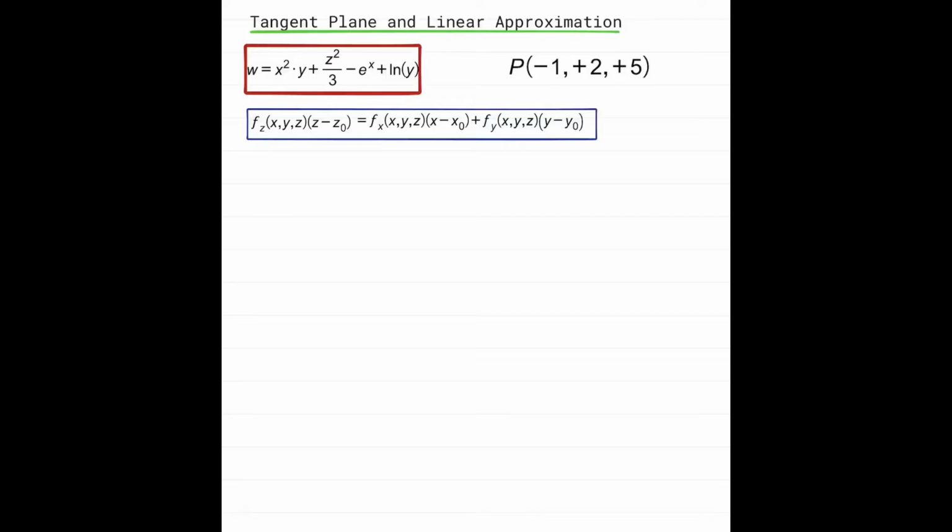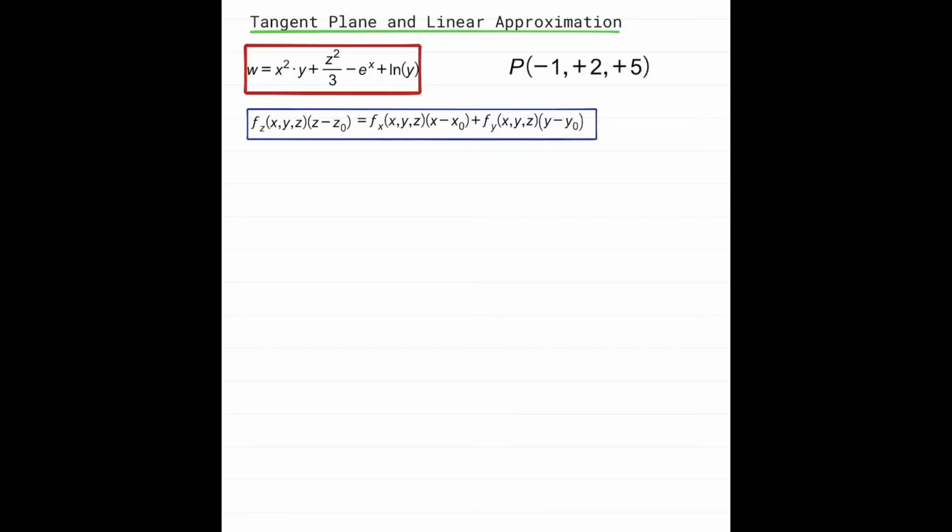Partial z evaluated at x, y, z, times z minus z naught is equal to partial x evaluated at x, y, z, times x minus x naught plus partial y evaluated at x, y, z times y minus y naught. So here we have a function w is equal to x squared times y plus z squared over 3 minus e to the x plus the natural log of y.